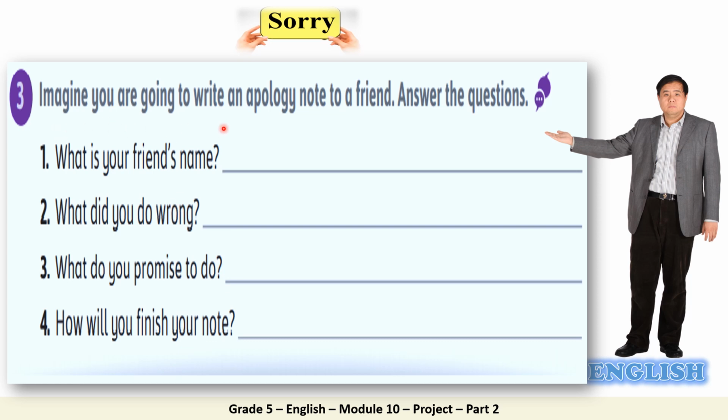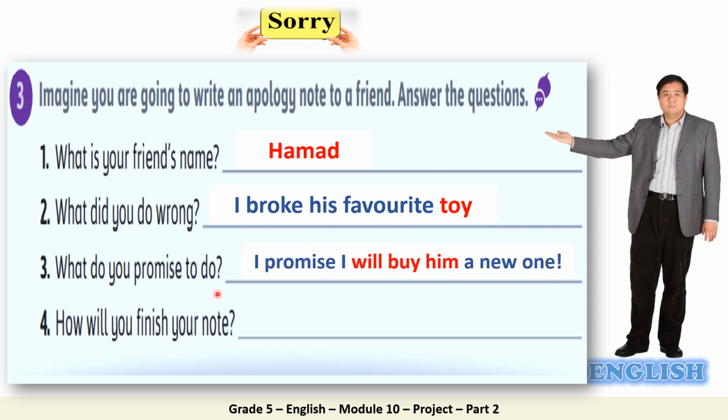Imagine you are going to write an apology note to a friend. Answer the questions. What is your friend's name? Imagine that your friend's name is Hamad. What did you do wrong? I broke his favorite toy. What do you promise Hamad to do? I promise I will buy him a new one. How will you finish your note? With your name, Ali.